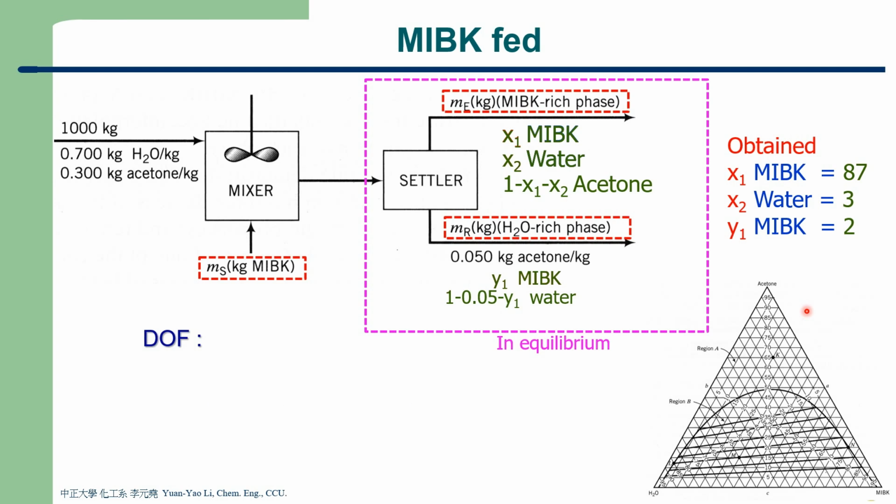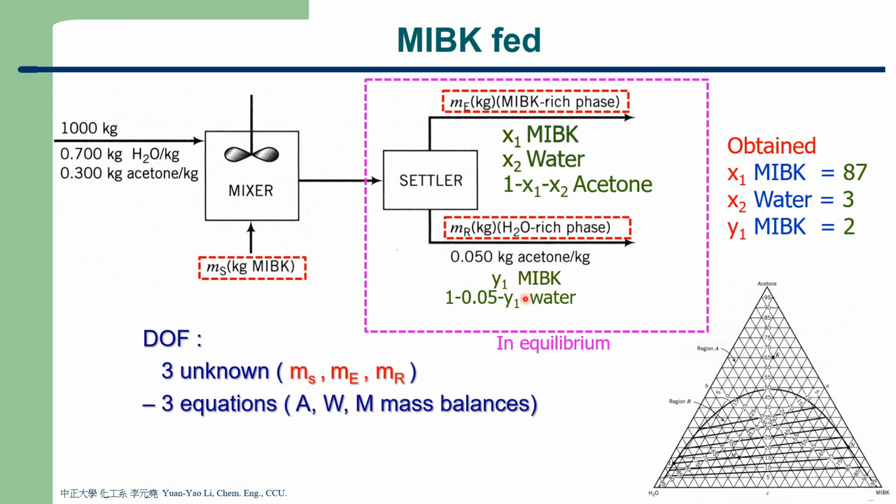So let's say DOF. You have 3 unknowns: MS, ME, and MR. And then you can create 3 equations. Water input equals water output. There are 2 inputs and 2 outputs in this system. Water input equals water output, acetone input equals acetone output, and MIBK input equals MIBK output.